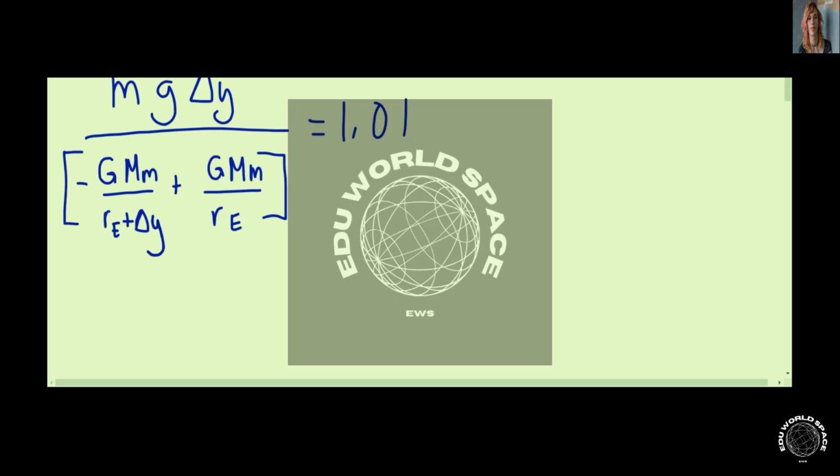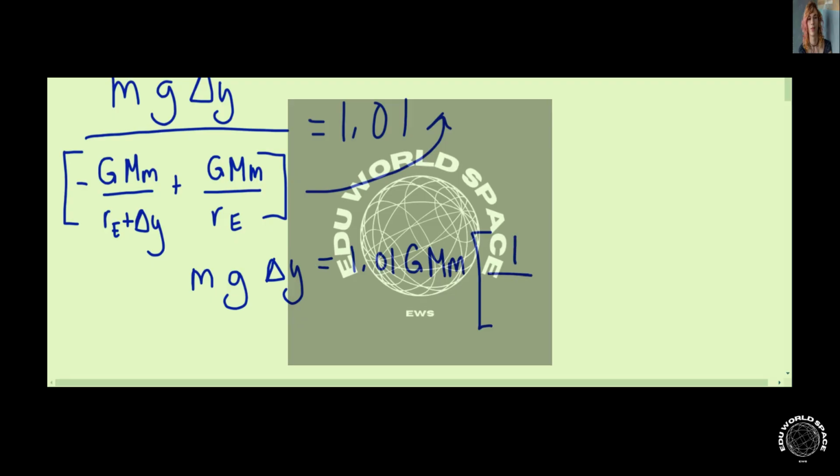And basically what we need to do now is solve for delta y. So we have a lot of math to do here. So let's get started with that. So first thing I'm going to do is multiply both sides by the denominator here to bring it up. So this is going to go here. So I get mg delta y is equal to 1.01, and I'm also going to factor out a GMm here.